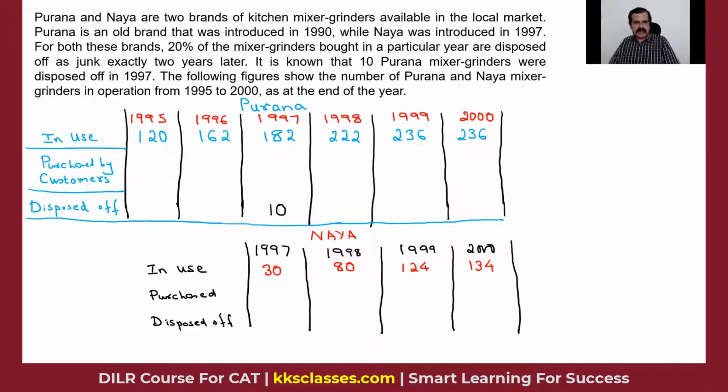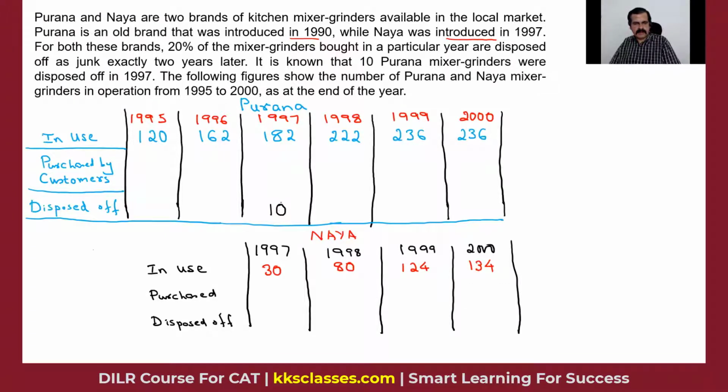And remember, Naya was introduced in 1997, so we have the entire data of Naya right from the beginning. In the case of Purana, it was introduced in 1990, but we have data only from 1995. So now let us look at Purana first.